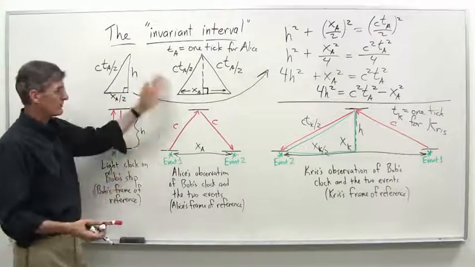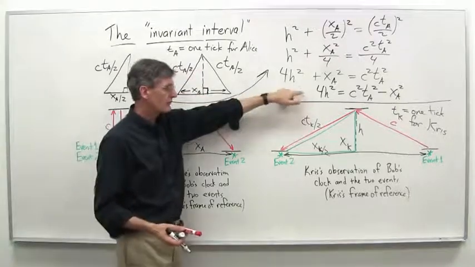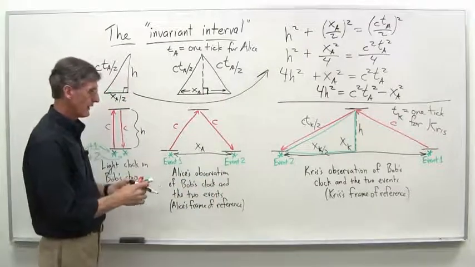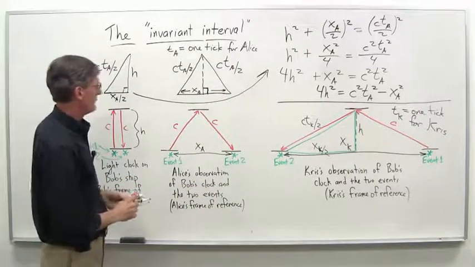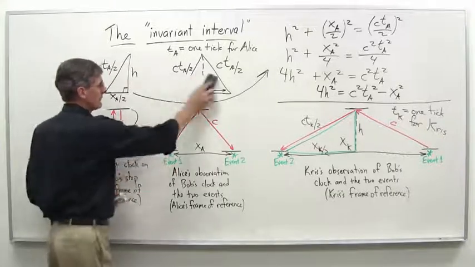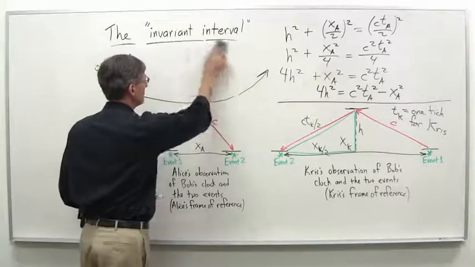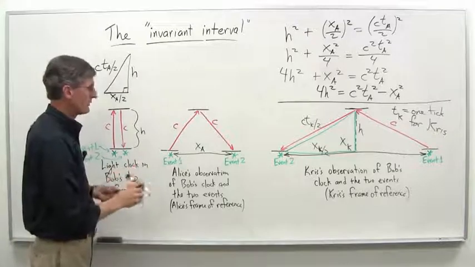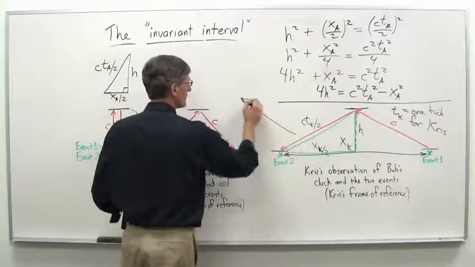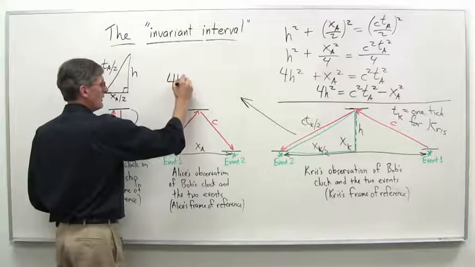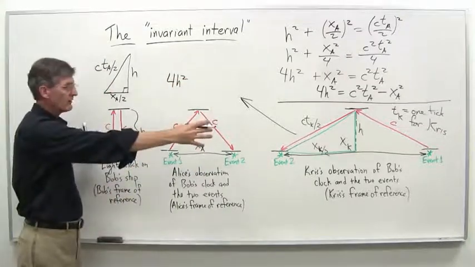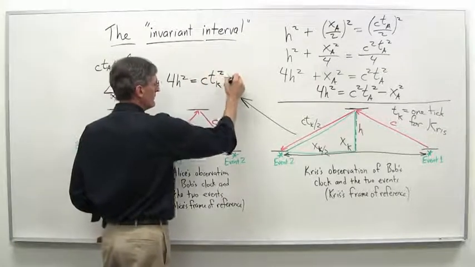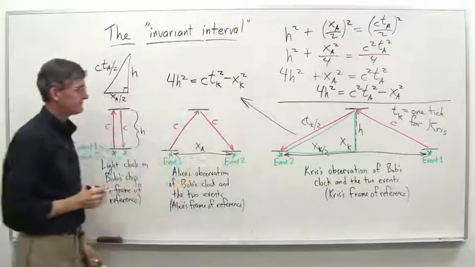We could do the exact same analysis, draw the little triangle, do the Pythagorean theorem. We get the exact same result, except instead of t sub a and x sub a, we'd have t sub k and x sub k. Okay, we can get rid of this now. You know what we were just doing there. We'll leave Alice's triangle up for a minute. There's Chris's triangle. So Chris's result would also be 4h squared. h is the same in every case here. 4h squared equals c t sub k squared minus x sub k squared.